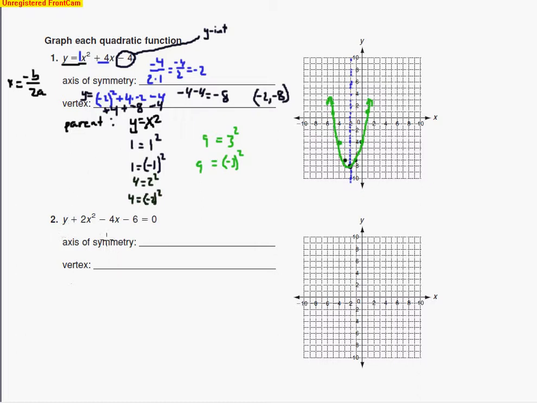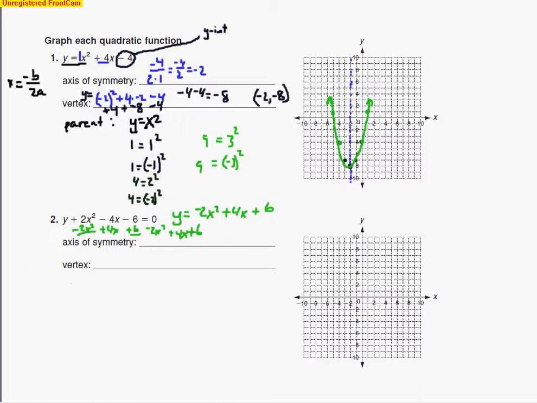Before we can find the axis of symmetry, we need to get y by itself. So first thing I'm going to do is move some terms over. I'm going to subtract this 2x squared from both sides. I need to add the 4x to both sides, so plus the 4x. And then I need to add this 6 to both sides, so plus the 6. So that's my new equation. It's y equals negative 2x squared, and then a plus 4x, and then a plus 6.